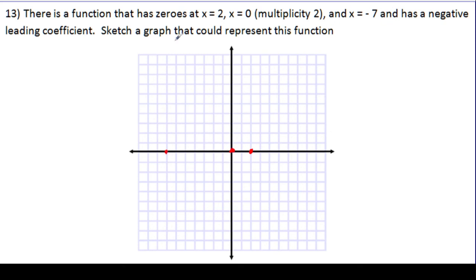It has a negative leading coefficient. So let's think about the degree of this. We have to decide about the end behavior before we do any graphing. I'm going to say this has 1, 2, 3, 4 zeros. It's a degree 4 polynomial.